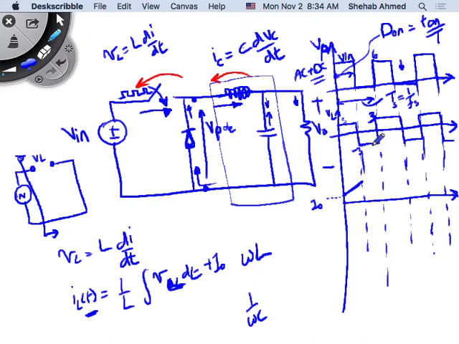How about now? When I'm applying a negative voltage across the inductor, what does the integration look like? Integration of a negative number is a negative ramp, a ramp with a negative slope, and it's exactly the same slope because the value here is the same, right? So if it's minus 3, it's minus 3t. If it's 3, it's 3t, right? So the slope of the ramp in both cases is the same.